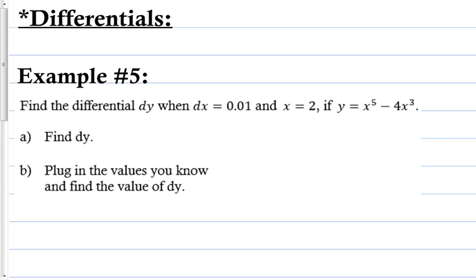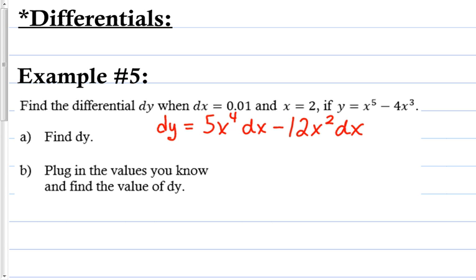All right, so example 5, find the differential dy when dx equals 0.01 and x equals 2 if y equals x to the 5th minus 4x cubed. Okay, so first off, find dy. I am actually going to derive. So I'm going to take my equation. Y is going to be dy because I'm deriving y. X to the 5th is going to be 5x to the 4th dx minus 3 times 4, which is 12, x squared dx.